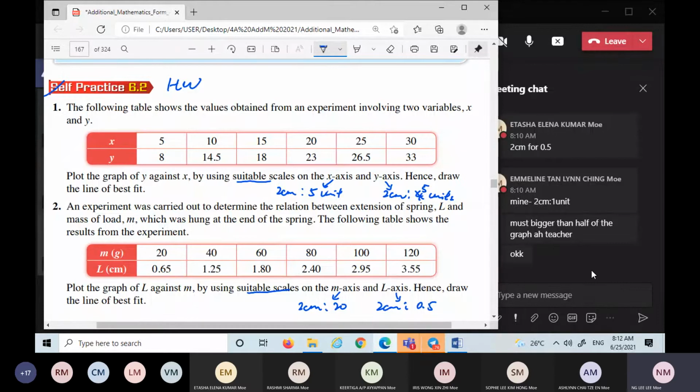So this is yesterday's homework. We stick with 2 centimeters to 0.5. Now we come to today's lesson. Today we want to learn how to change non-linear relations to linear relations.